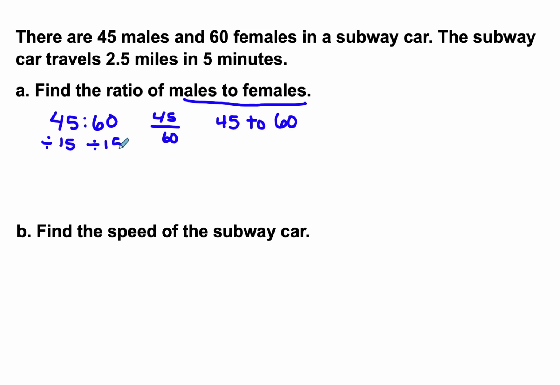So 45 and 60 can both be divided by 15. 45 divided by 15 is 3. 60 divided by 15 is 4. So our simplified ratio, 3 to 4, and then we need to put our labels back in. So 3 males to 4 females.